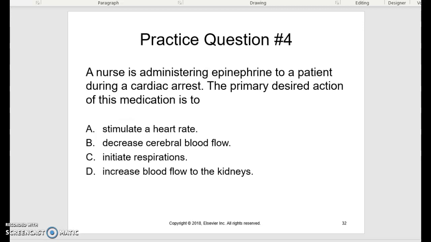Question 4. A nurse is administering epinephrine to a patient during cardiac arrest. The primary desired action of this medication is to A. Epinephrine is a potent inotropic. Remember, it creates a better squeeze of the heart. It strengthens myocardial contraction. It increases cardiac output, promotes vasoconstriction and systolic blood pressure elevation, increases heart rate, and produces bronchodilation. High doses can result in cardiac dysrhythmias, necessitating ECG monitoring. Epinephrine can also cause renal vasoconstriction, thereby decreasing renal perfusion and urinary output.